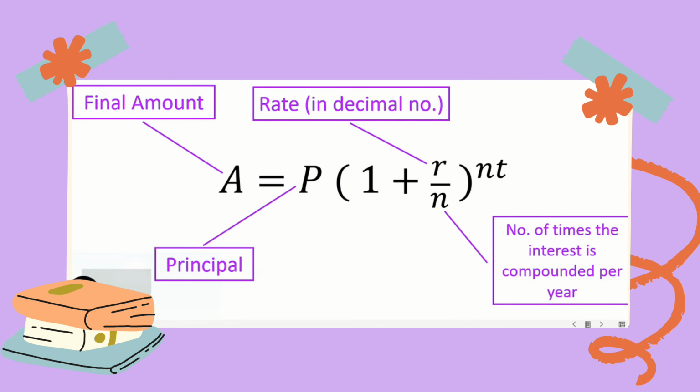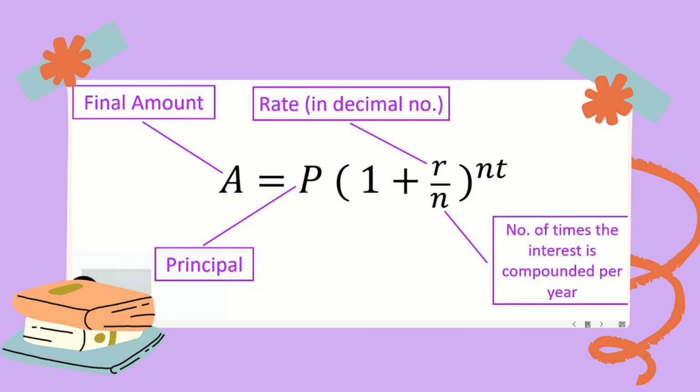Pag sinabing annual, once lang. So, the interest is charged annually. Therefore, it will be compounded once every year. Pag sinabi namang monthly, so 12 times a year, and compounded interest will be charged 12 times a year. And we have T. It is the time period in years.